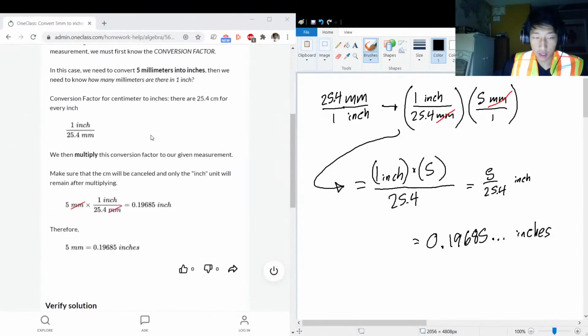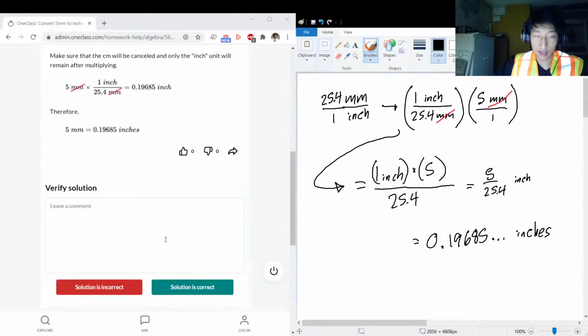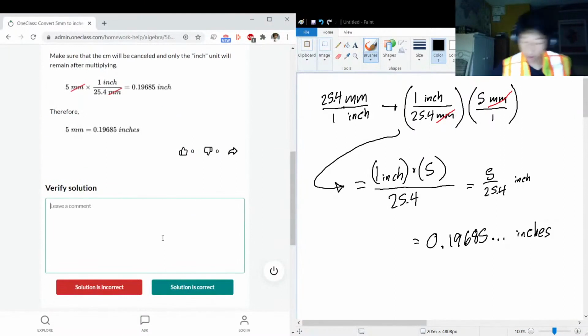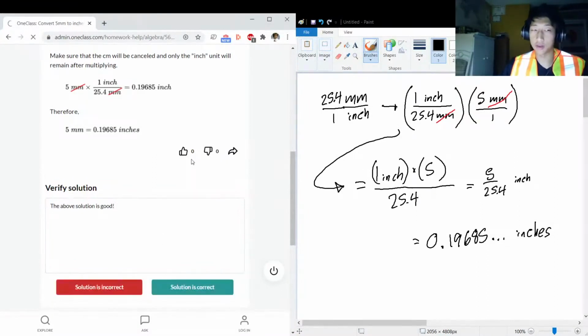Sounds good. Yep, so they got the exact same answer to the exact same decimal depth, so the above solution is good. Now, wouldn't this all be easier if the entire world just agreed to use centimeters, meters?